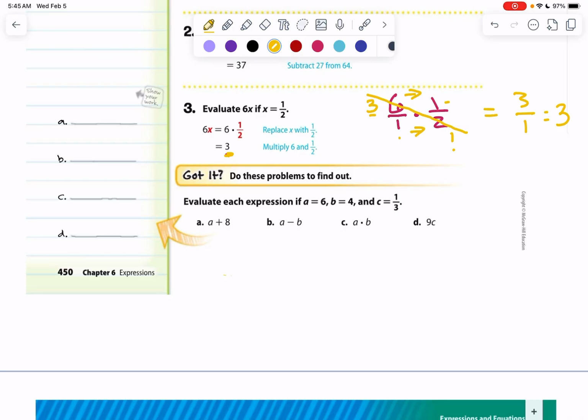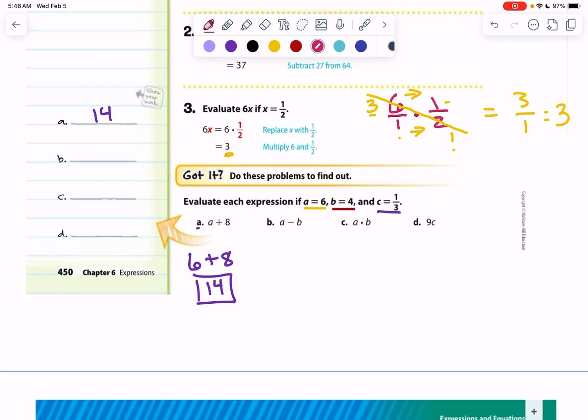Okay, so here we go. A is going to equal 6. B is going to equal 4. And C is going to equal 1/3. So here we have, in the first one, A, so that's 6. 6 plus 8. Oh, okay. 14. I'm going to put a box around my sum. Write it over here on the side.